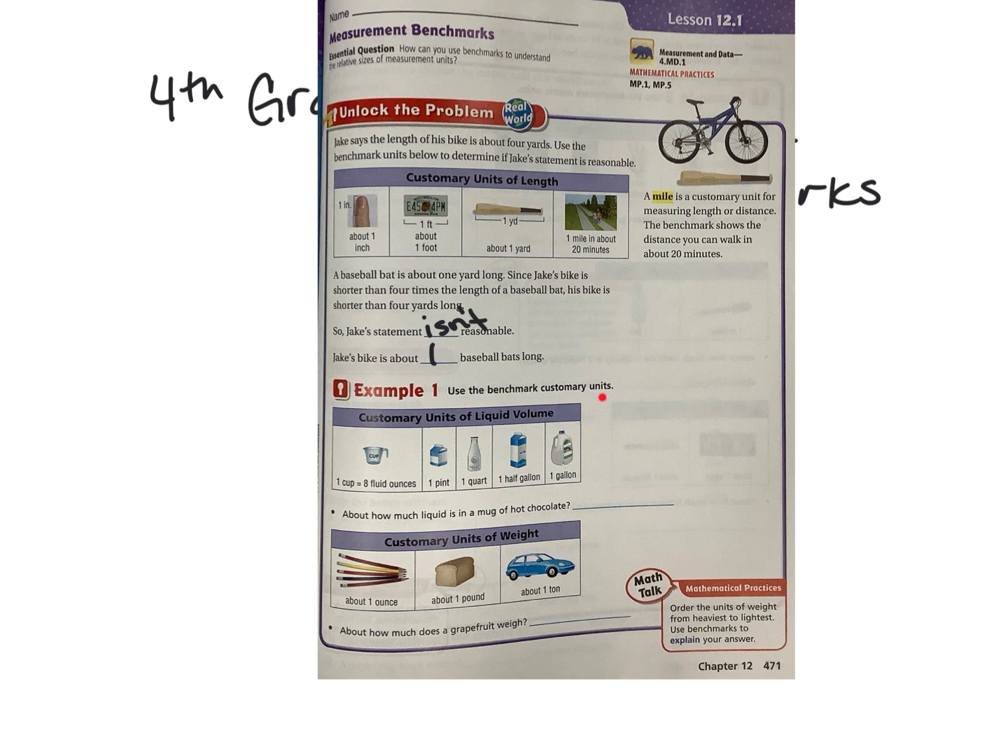Let's use the benchmark customary units for liquids. Customary units of liquid volume. 1 cup is 8 fluid ounces. 8 ounces is 1 cup. And so you probably have used measuring cups at home to measure 1 full cup into baking and stuff. And that is 8 ounces.